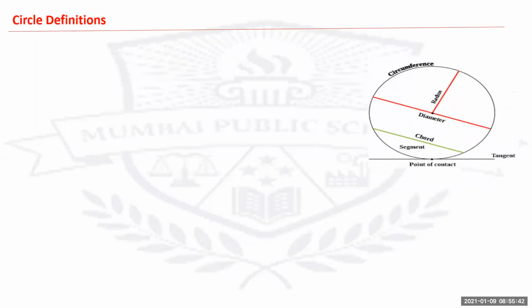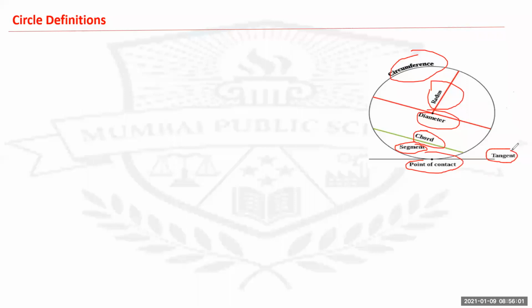Now if you look at the figure, check, you've got circumference, radius, diameter, chord, segment, point of contact, tangent. So first let us go through all these definitions which are there.